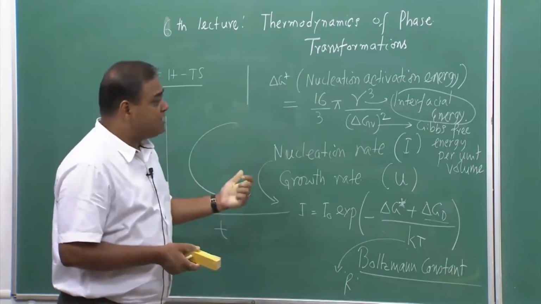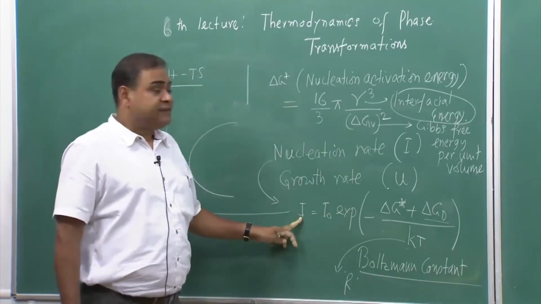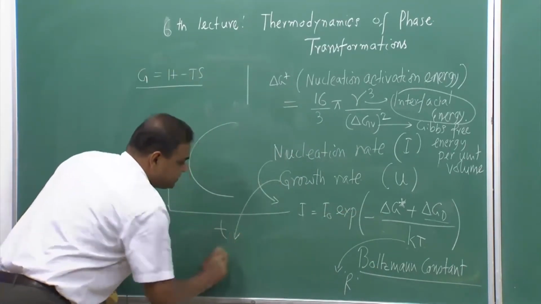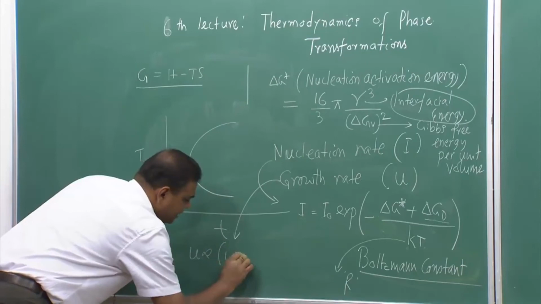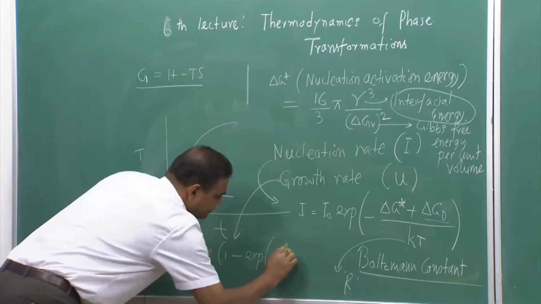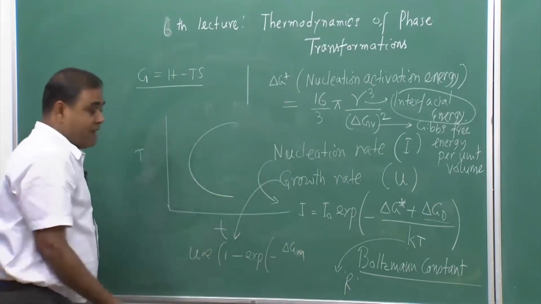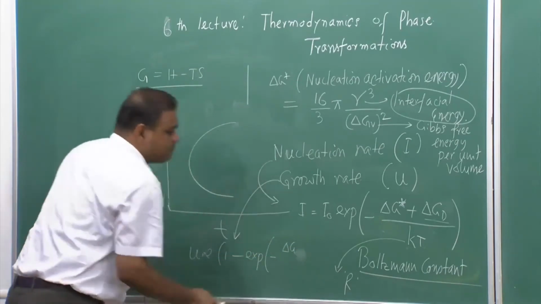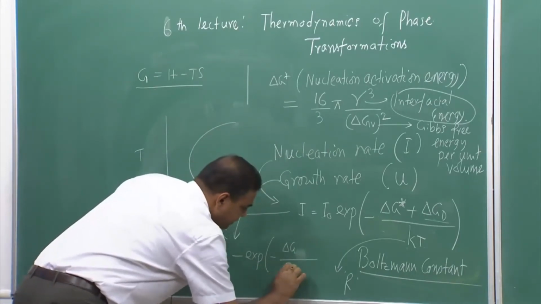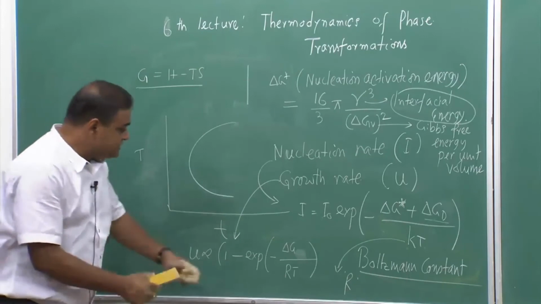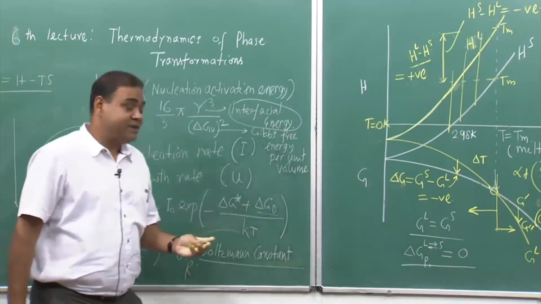But why I am saying that this particular term is to be quantified is because this is needed in order to find out I. Similarly, if I try to find out the growth rate, the expression is U proportional to 1 minus exponential of minus ΔG, in the molar quantity, over RT. So, this is the term. So, we need to find out this term also.